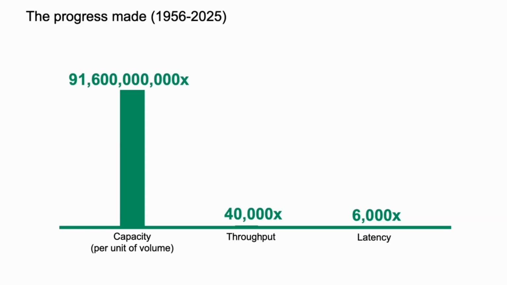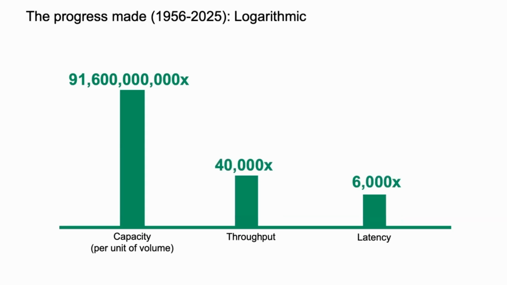So the capacity, if you divide by volume in order to account for the fact that it's smaller now, the capacity per unit of volume has increased by 91 billion. You can store 91 billion more per cubic centimeter. The throughput, the number of bytes you can read per second, a mere 40,000. Almost looks ridiculous in comparison to the capacity, just 40,000. And the latency, now with SSD, it's a bit better, but it's still less than the rest. It's 6,000, the factor. If I do some logarithmic thing, then that's what we basically get.